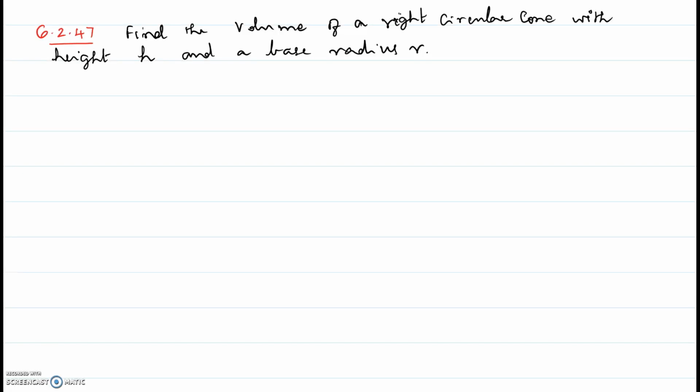Hi, in this video, I will be showing you problem number 6.47, Chapter 6, Section 2.47. Find the volume of a right circular cone with height h and base radius r. The cone's figure is drawn here, whose height is h and the base radius is r.